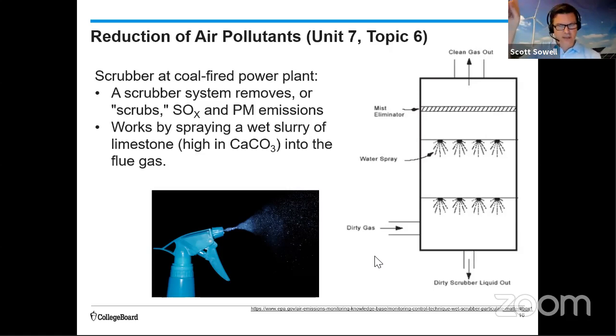So there's less sulfur coming out of the top. It doesn't get rid of all of it, but it reduces a lot of it. And then the sulfur can be collected in a different form and stored somewhere in a landfill, taken somewhere else. So that's how a scrubber works.